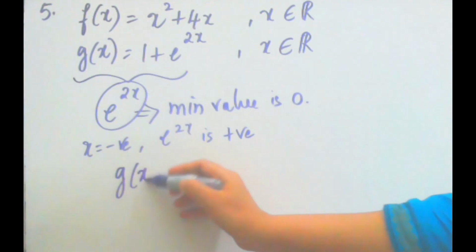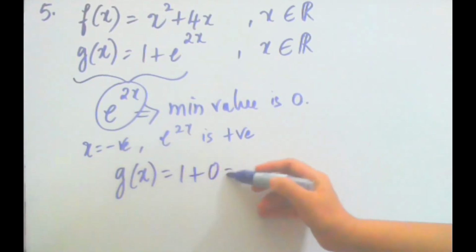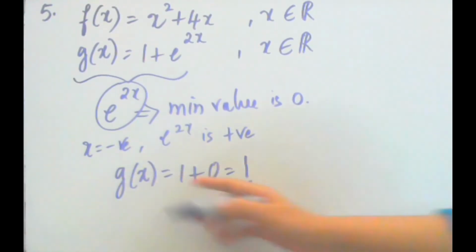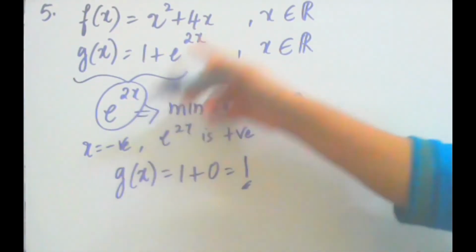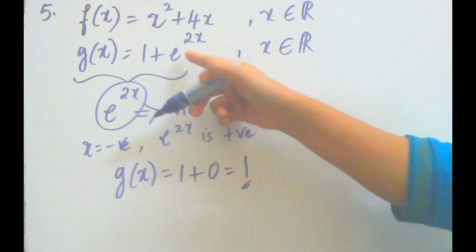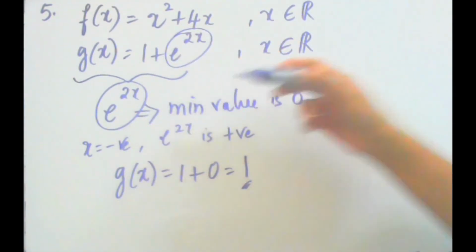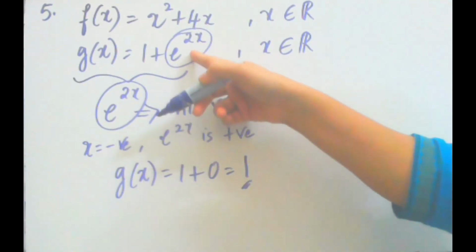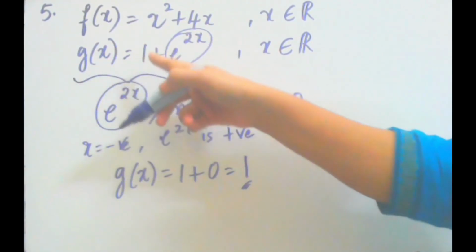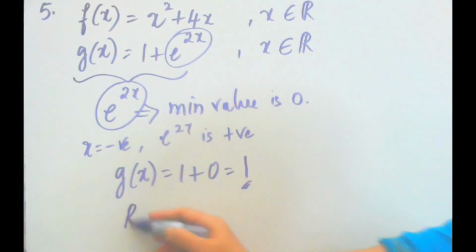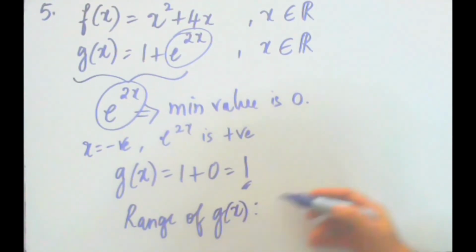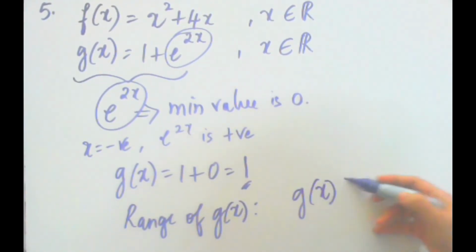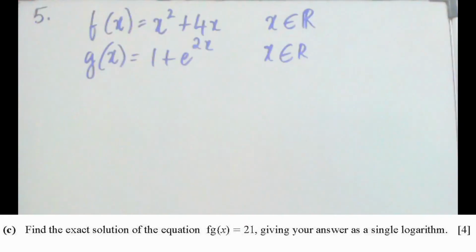So g of x will be 1 plus 0, which is always 1. So the minimum value of g is 1. All other values of g will be more than 1, because e power 2x is always positive. Though it may be a very small value, it is a positive value. Therefore, we write the answer: range of g, g of x greater than or equal to 1. Okay, now let us see part C.